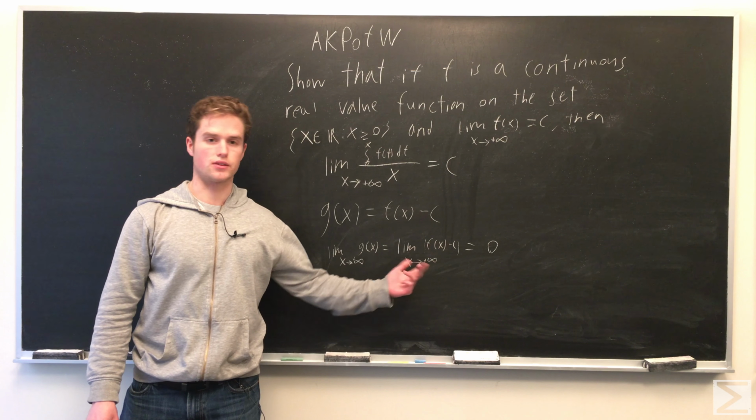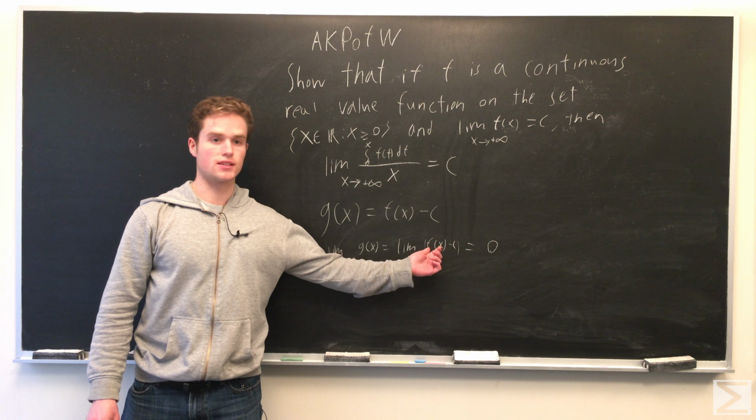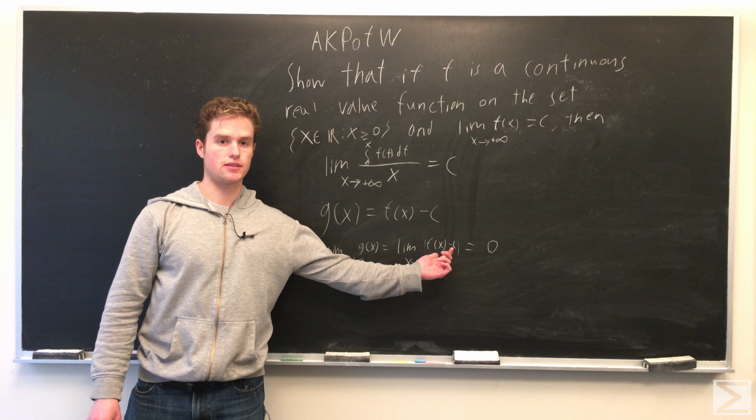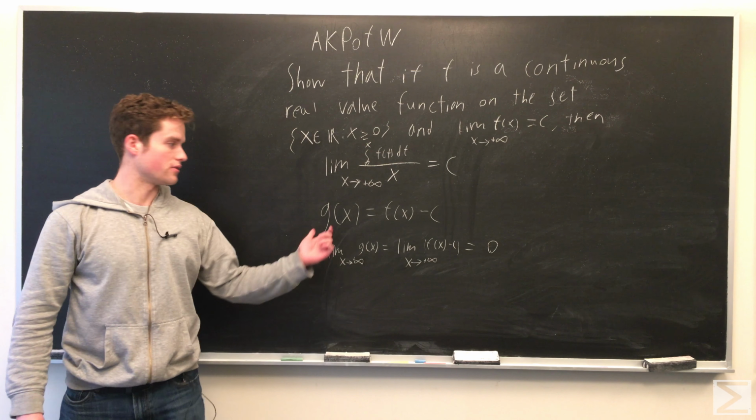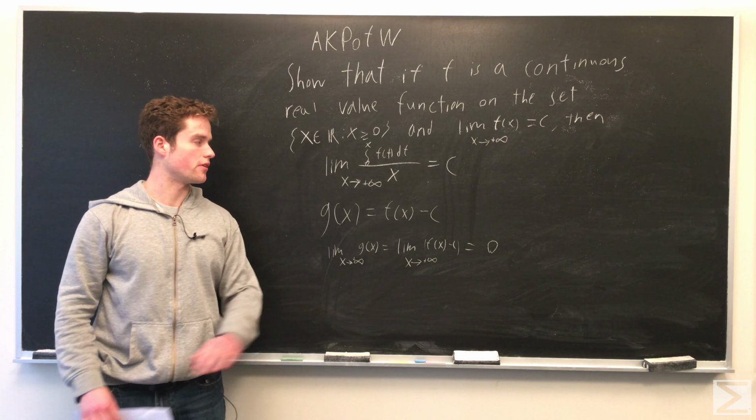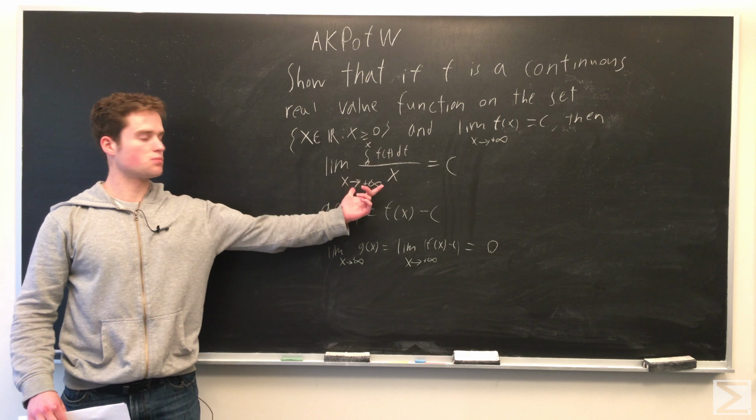And f of x, for x greater than some m, gets as close to c as we want, so this difference gets as close to 0 as we want. So this limit is equal to 0. g of x approaches 0 as x goes to infinity. So now we're going to consider this, but for g of x.